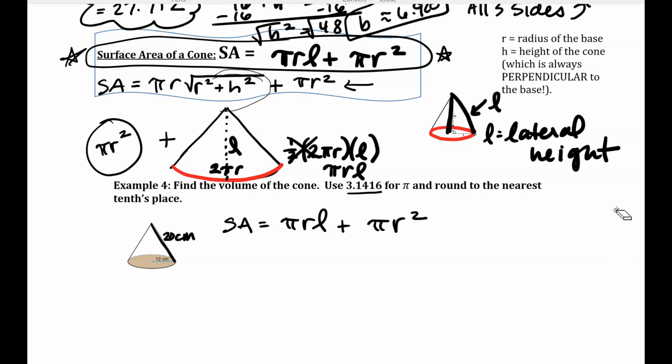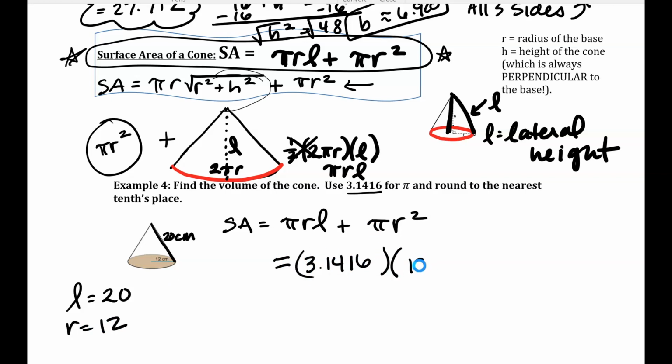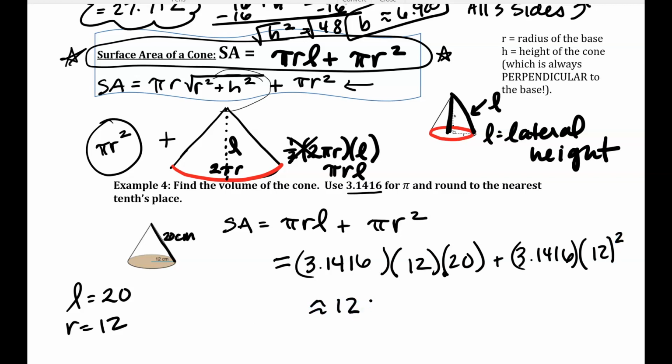So that's not the case in this problem. In this case, we're given the slant height, so slant height is 20, and the radius is 12, so it's really just a plug and chug. So we're going to put in 3.1416 for pi, and then 12 for the radius, 20 for the slant height. Okay, and then when we work that out, we get 1,206.4 centimeters.